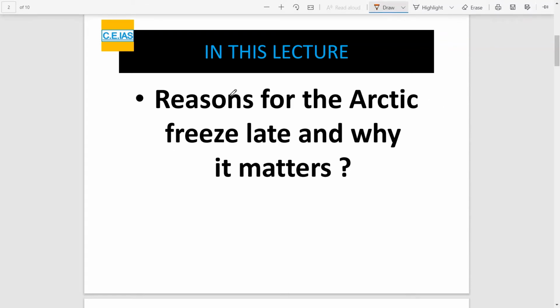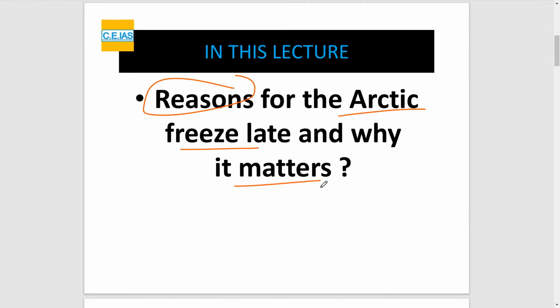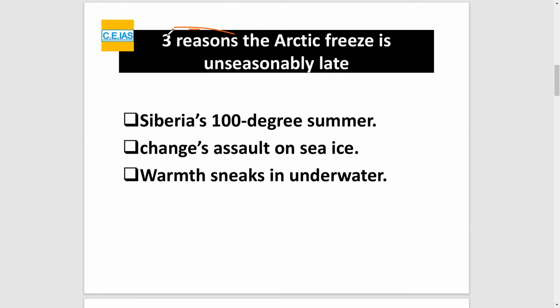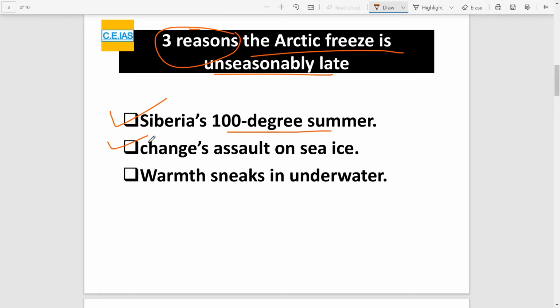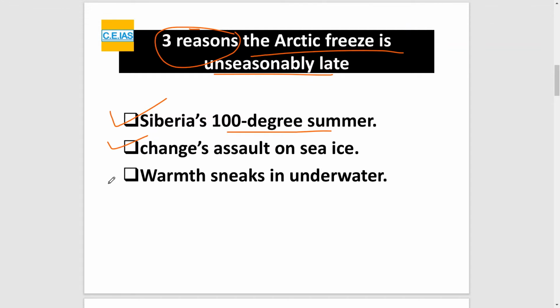So in this lecture, the reasons for its late freeze and why it matters. There are three reasons the Arctic freeze is unseasonably late. First is Siberia's 100-degree summer. Second is changes in the salt on sea ice. And third is warm snakes in underwater. So we will see one by one what these are.